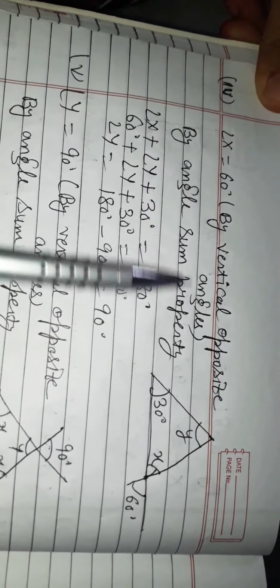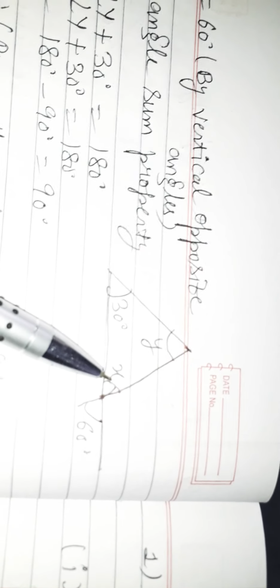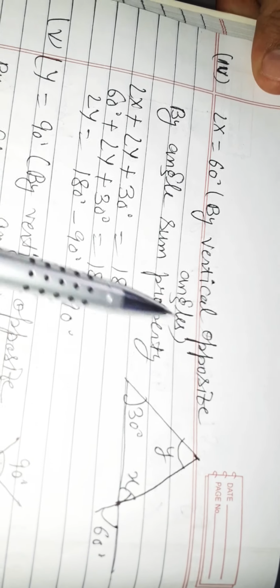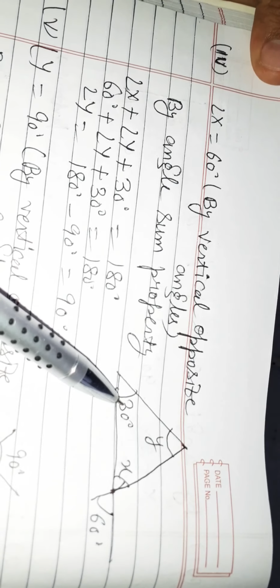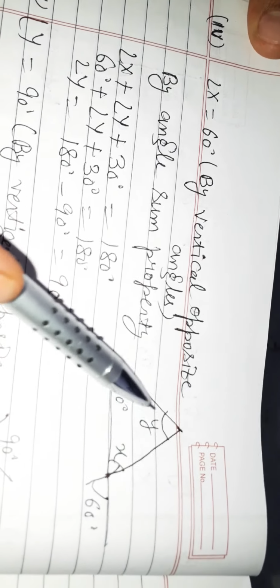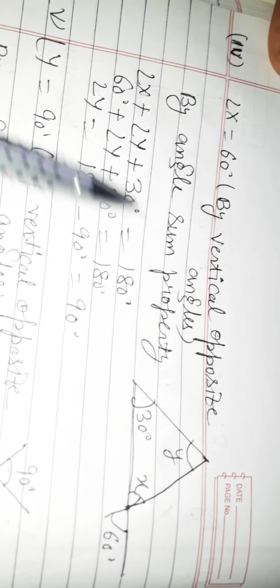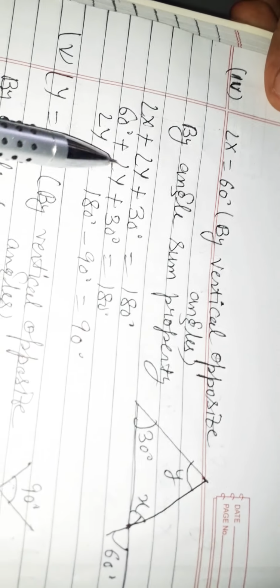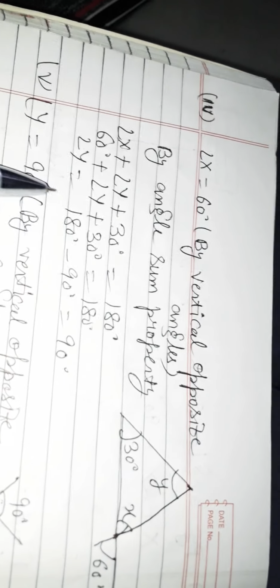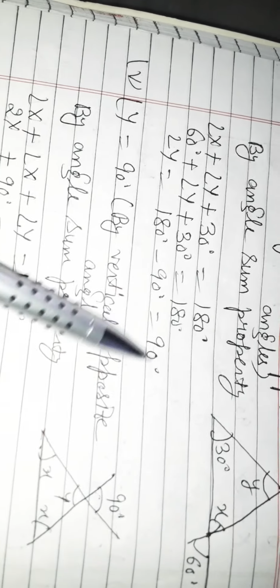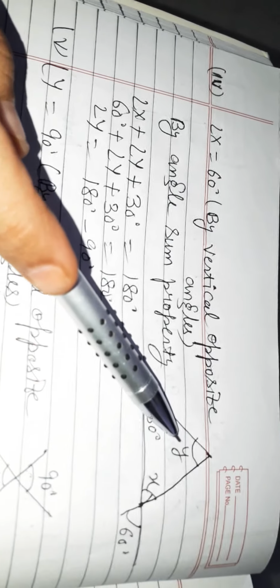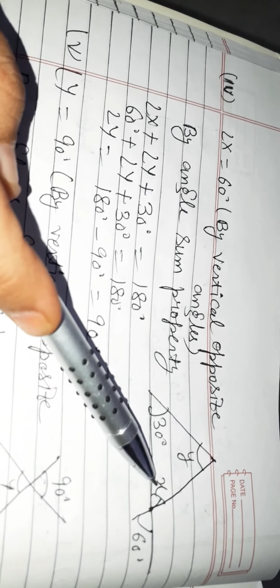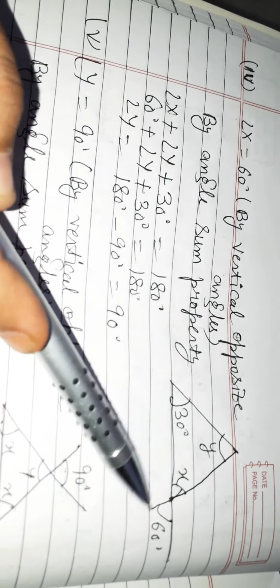Now fourth part is, look at this figure, y, x, 60 degree and 30 degree. I will use these angles first. X is equal to 60 degree by vertically opposite angle. Now I have got 30 degree, 60 degree and y in this triangle. I will use angle sum property to find the value of y. 60 plus 30 is equal to 90 degree. 180 minus 90 is equal to 90 degree. So the value of y is equal to 90 degree and value of x is equal to 60 degree.